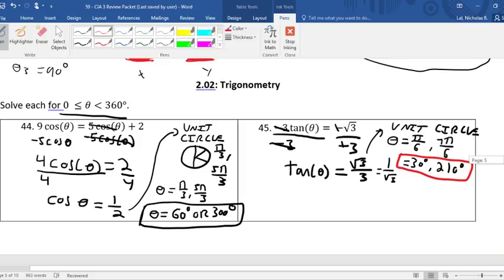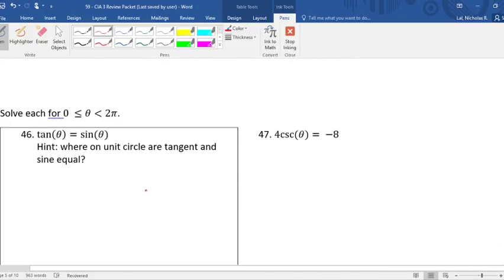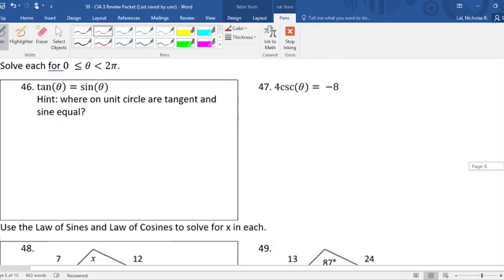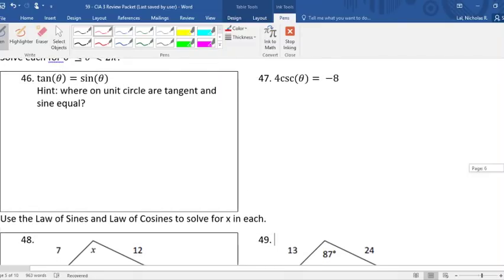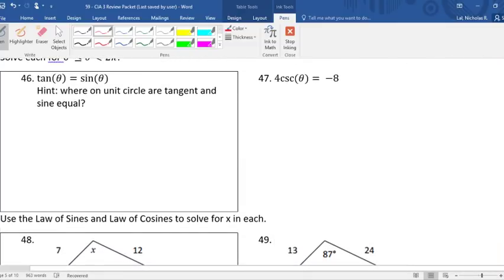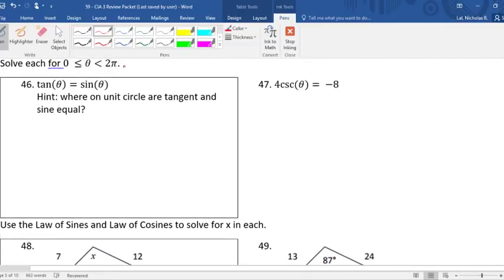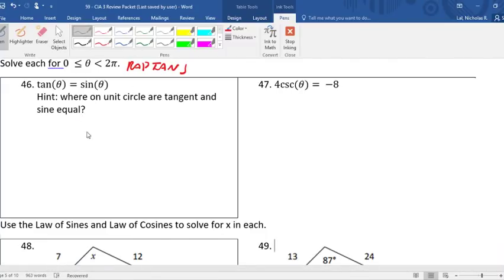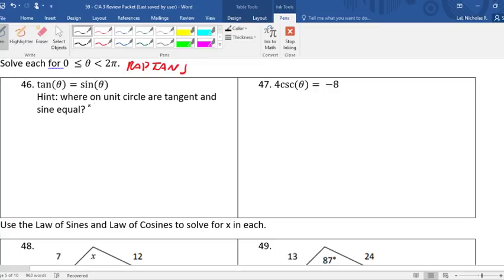So that's problem 44. Now, solve for theta in between 0 and 2 pi, so this is now in radians. Alright? So the tangent of theta is equal to the sine of theta. So, hint, when on the unit circle are tangent and sine equal? That's when theta equals 0. Hopefully that will help you conceptualize it. If not, let's break this down.